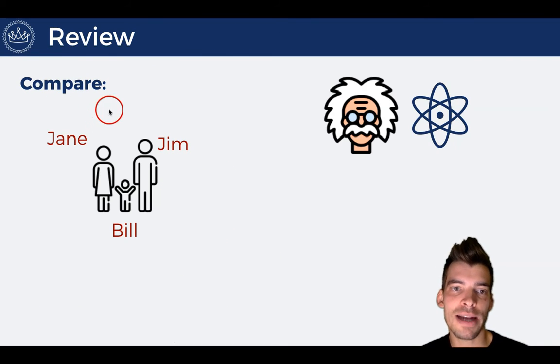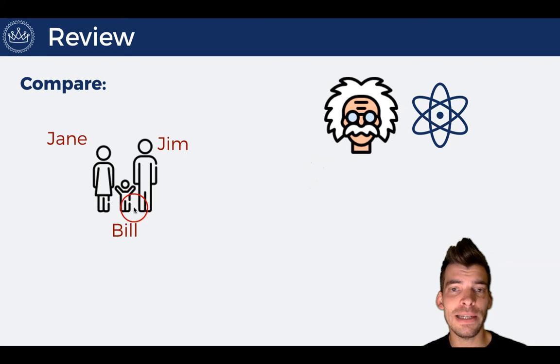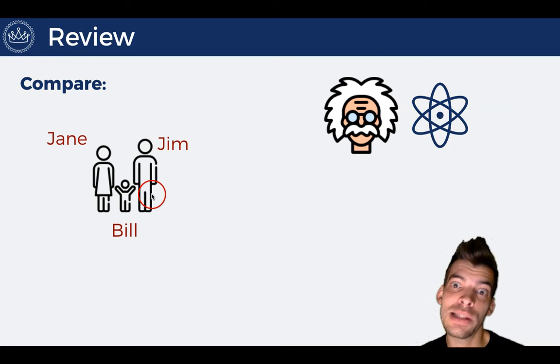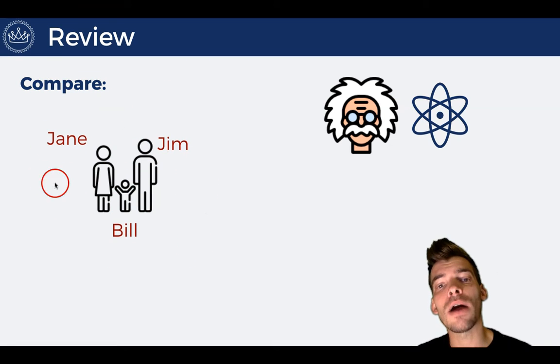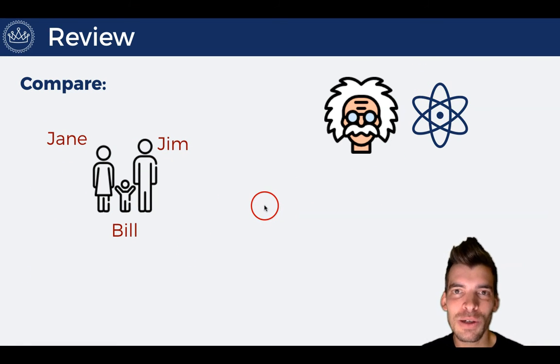Okay, so to practice, you have here 2 images. Here you've got Jane, Jim and Bill in one family, and then you've got Einstein over here. See if you can pause the video and make sentences using the superlative form to talk about these 2 images. Okay, if you pause the video, let's have a look.